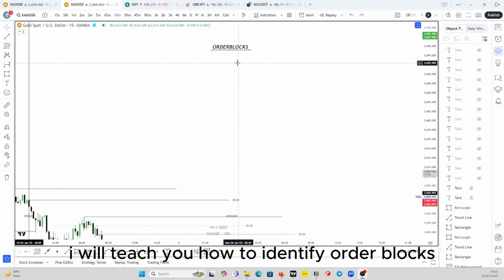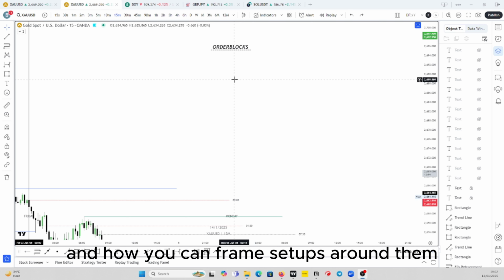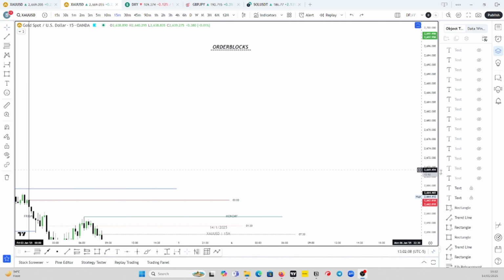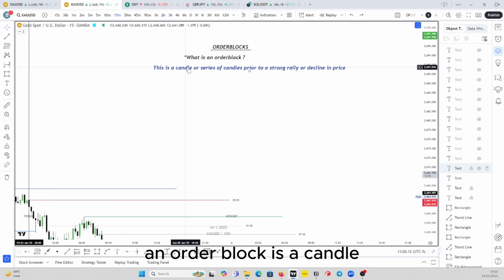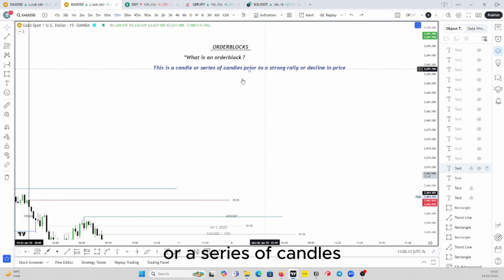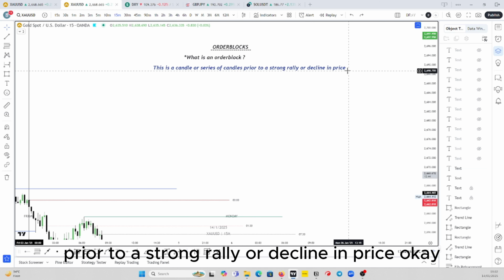In this video, I will teach you how to identify order blocks and how you can frame setups around them. Okay, so what is an order block?